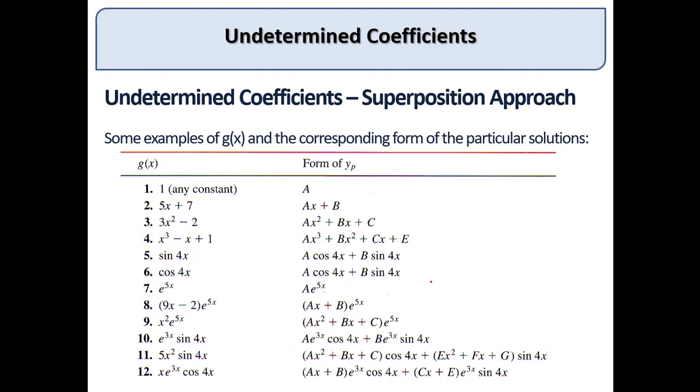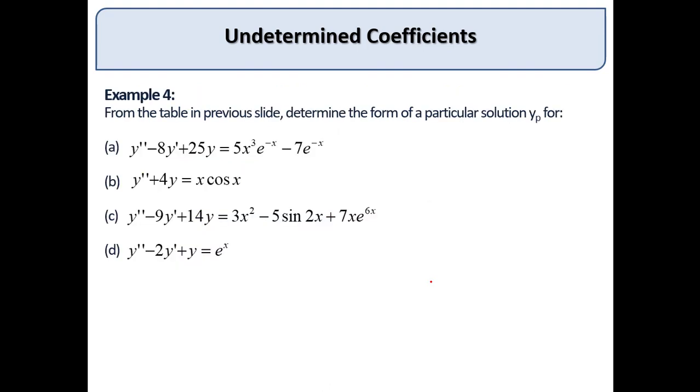The next simple exercise that you can do is, based on the previous table, try to determine the form of the particular solution for the following A, B, C, and D. You can try this exercise on your own, and the solution is available on the handout of the slides. You can refer to that solution.